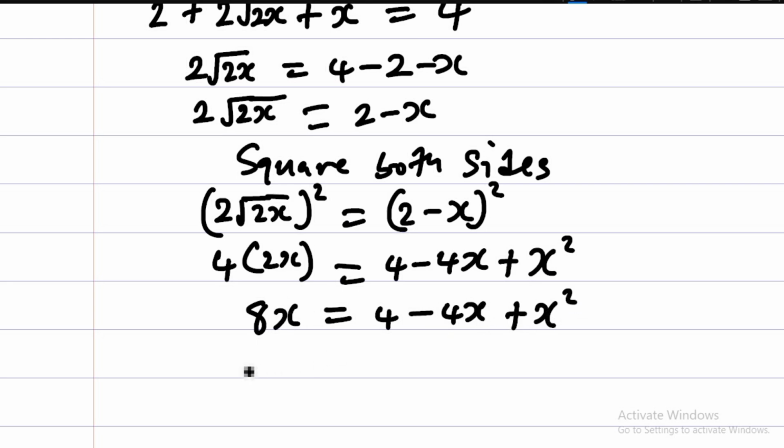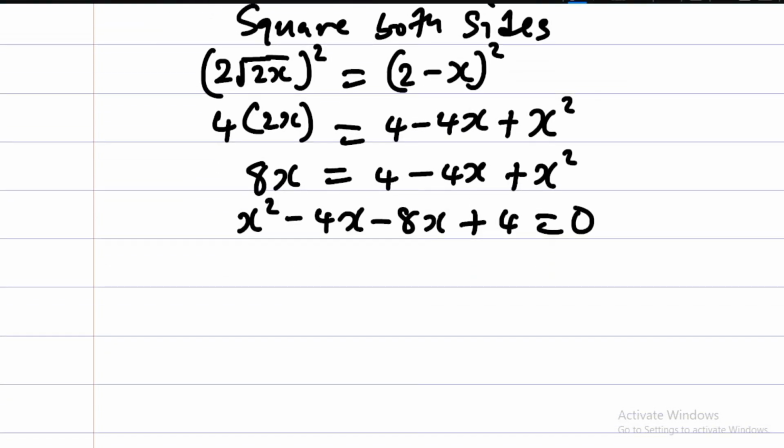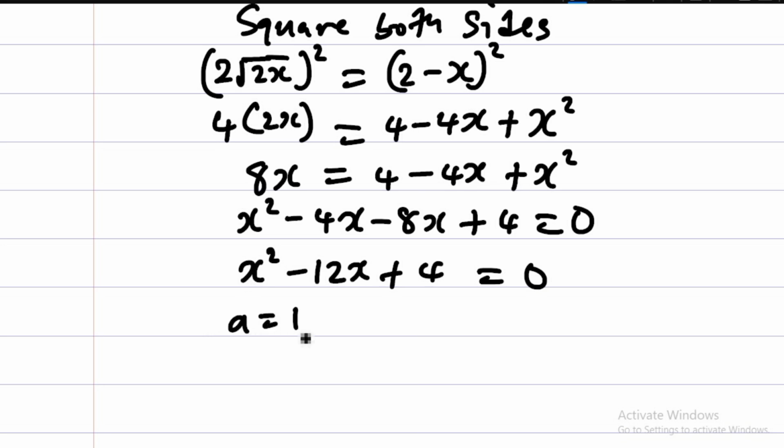Now this one moving to this side, I'm having that x squared minus 4x. If 8 is coming, it will now be minus 8x. Then I have plus 4 here is equal to 0. So finally I'm going to have that this is x squared. This 2 is giving me minus 12x, then plus 4 is equal to what? 0. Now let us solve using the quadratic formula. So we know that from here our a is equal to 1, our b is equal to minus 12, and then our c is equal to 4.